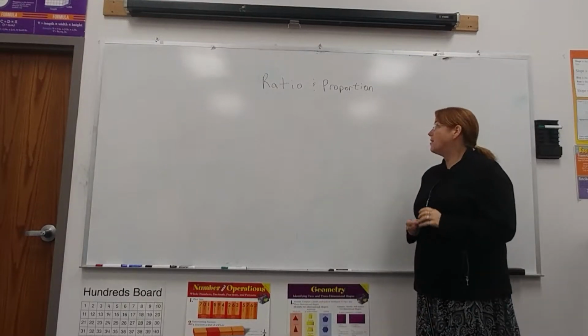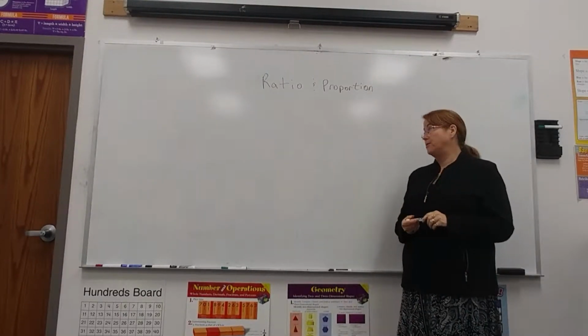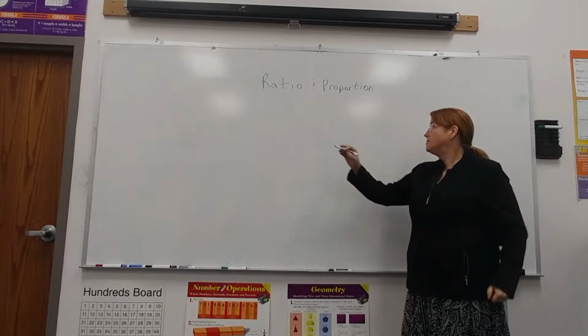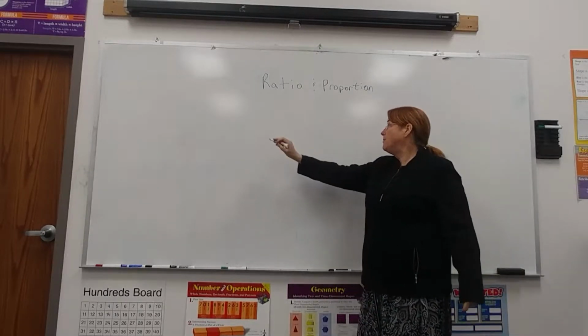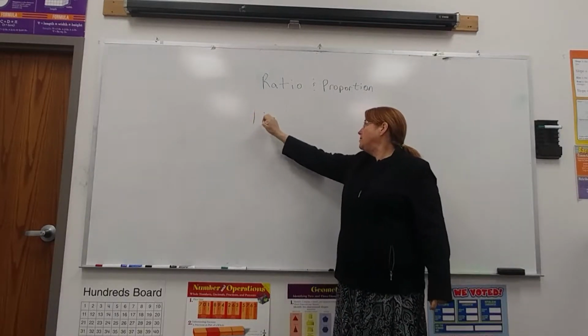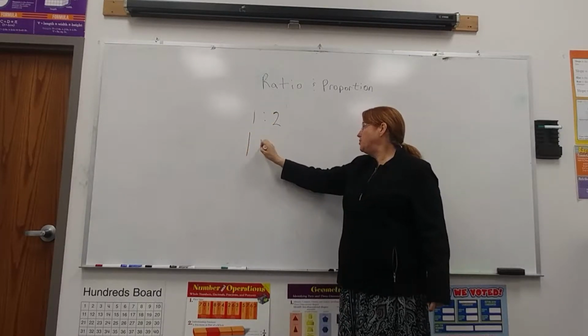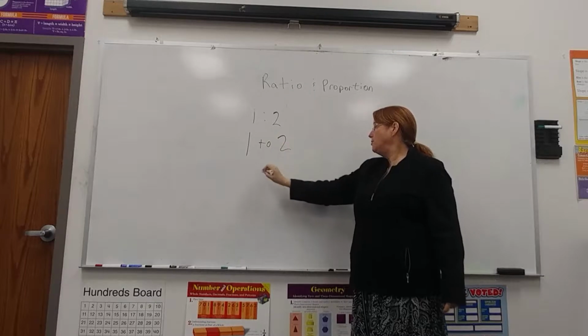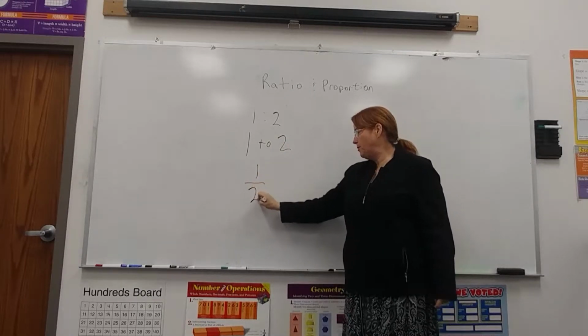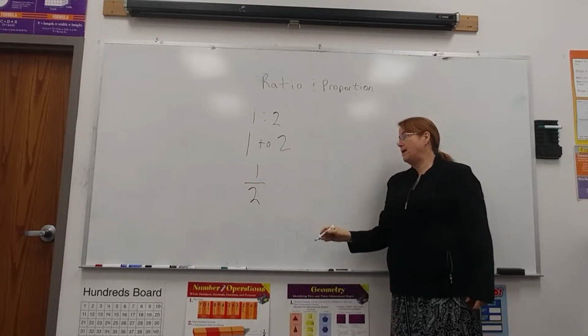Ratio and proportion are related. Ratio is a comparison of two things. Usually you will see it written comparing like 1 to 2. You'll see it like that. You'll see 1 to 2, and you'll see 1 over 2. These all mean the same thing.